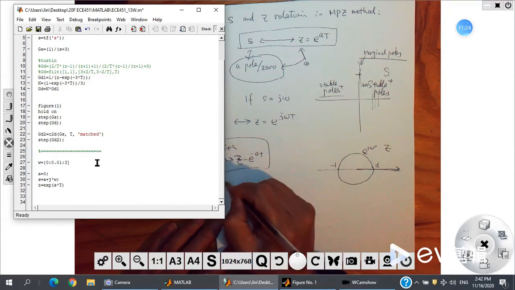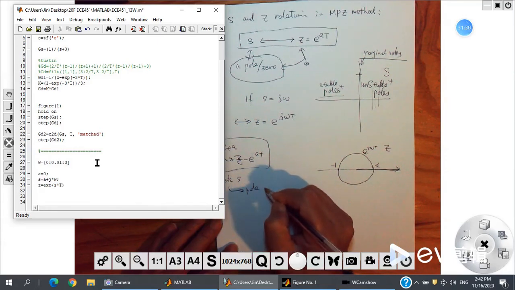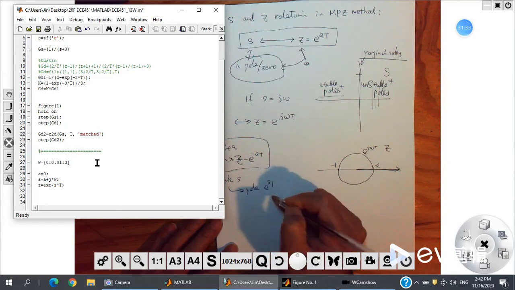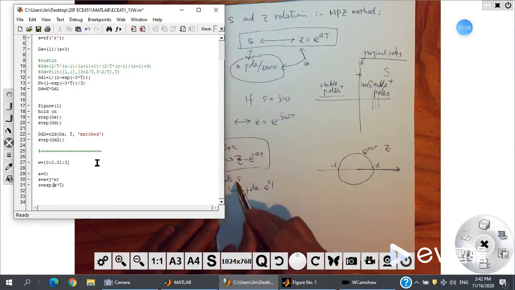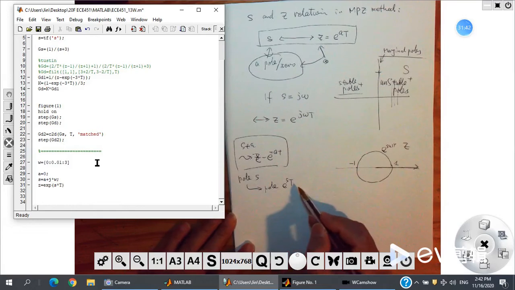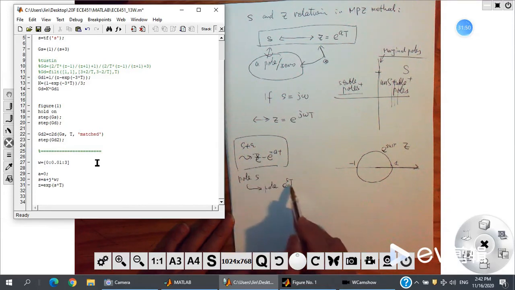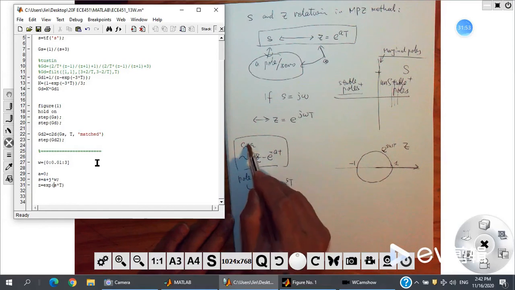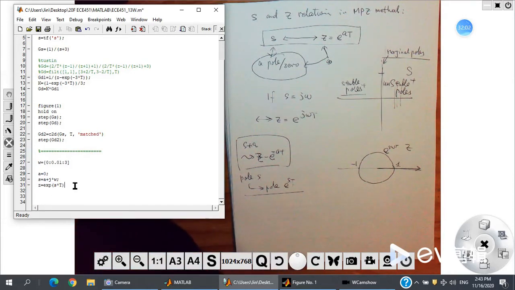The pole at S then becomes e to the ST. Here the pole is negative A, so the pole in S corresponds to e to the ST in Z. Okay, so now I have a P, I have a Z.